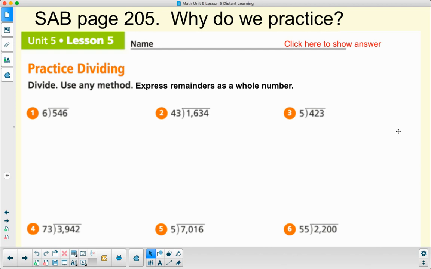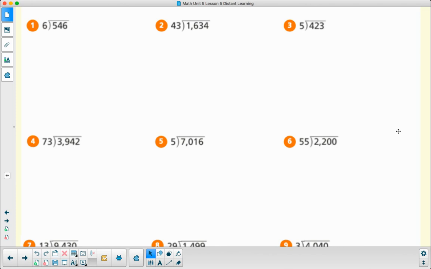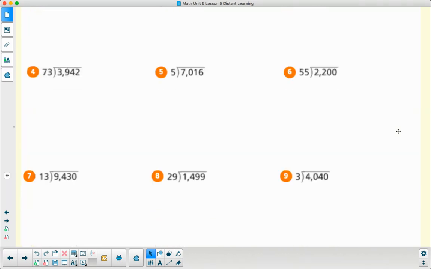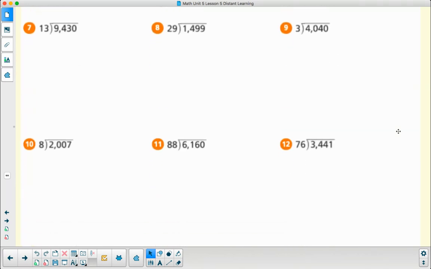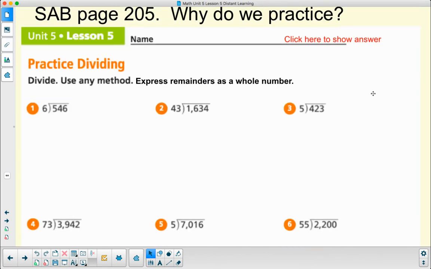I'm going to show you the page in case you do not have a hard copy of your book or you can't get it on Think Central. Here's 1 through 6 if you want to copy them down to do them, or you can just pause your video and do the problems and then run the video some more. There's 1 through 6, and there's 7 through 12. Again, you can either pause it, or write them all down, or pause it and complete it. All right, and now I'm going to show you the answers.